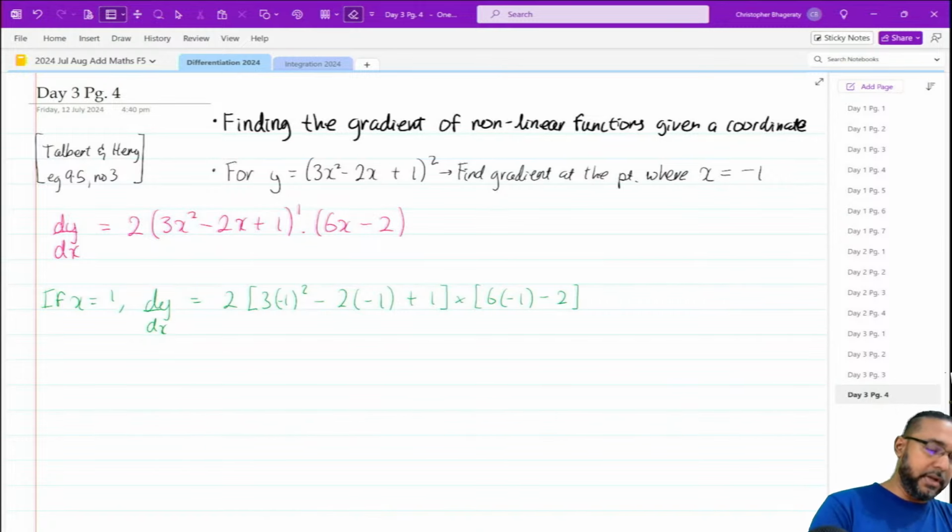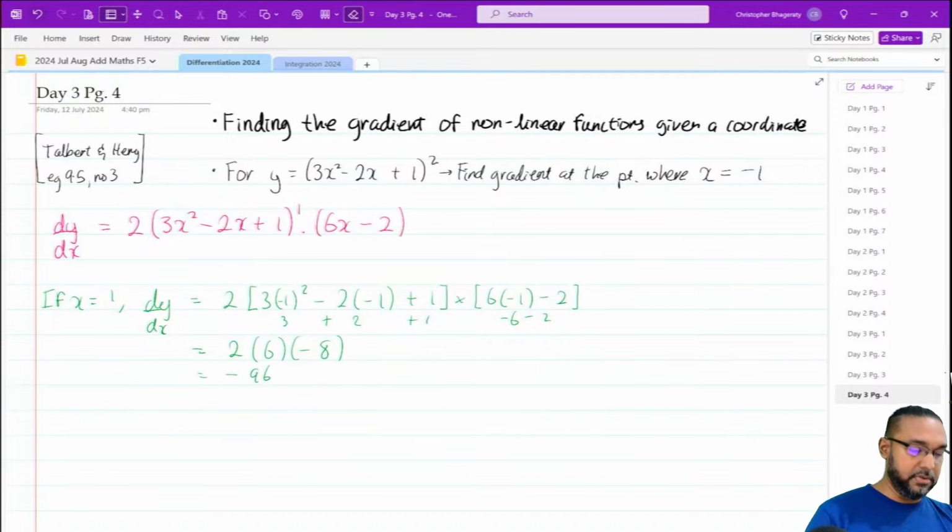Right, so let's simplify. Minus 1 squared is minus 1 by minus 1, which is 1. 3 by 1, of course, is 3. Minus 2 by minus 1, and minus by minus is a plus. So we have plus 2 and then plus 1. Minus 6 by minus 1 is minus 6, and you have minus 2. So here now, we're going to have 2 multiplied by, so 3 plus 2 is 5 plus 1 is 6. Minus 6 minus 2 is minus 8. 2 by 6 is 12. 12 by minus 8 is minus 96. That's a relatively big negative gradient, but that's it.